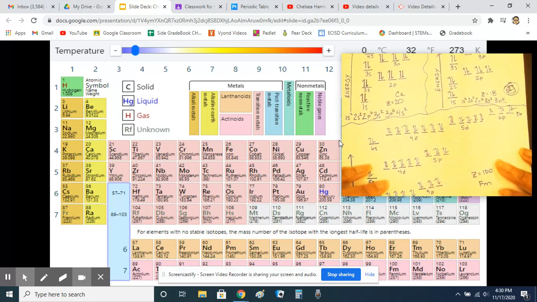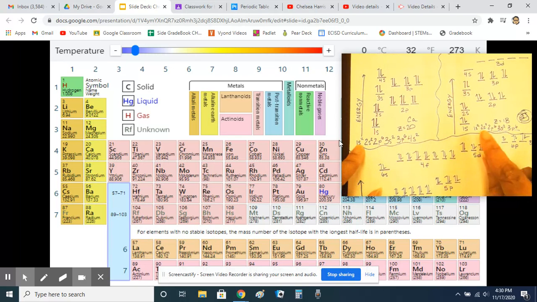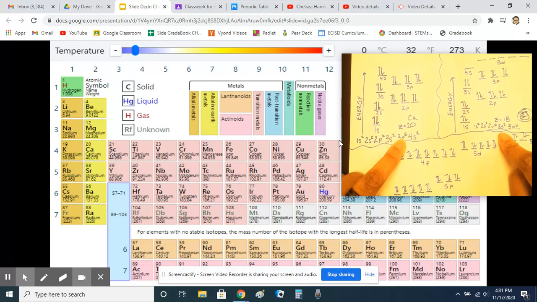Now, look at these 2 examples that we just did. This is for the element calcium. This is for the element argon. Compare and contrast their electron configurations. Calcium starts off with 1s2, so does argon. 2s2, argon has that as well. 2p6, same thing. 3s2, same thing. 3p6, same thing. Argon has 3p6 as well.